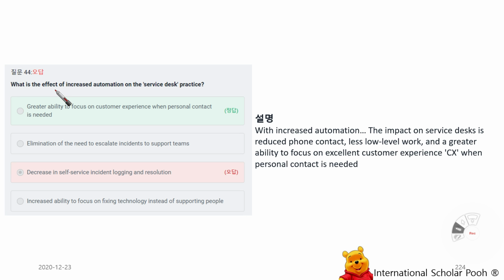What is the effect of increased automation on the service desk practice? Greater ability to focus on customer experience when personal contact is needed. With increased automation, the impact on the service desk is reduced phone contact, less low-level work, and greater ability to focus on excellent customer experience (CX) when personal contact is needed.